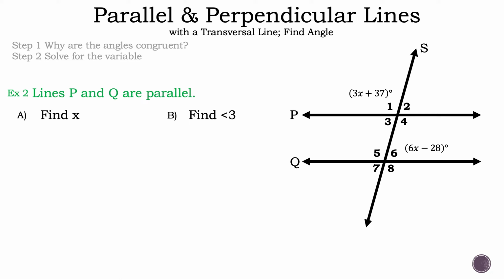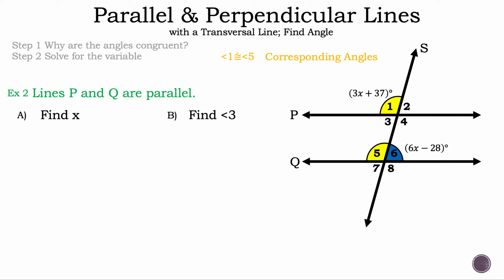Now we're going to color the angles that are congruent. We can do this because lines P and Q are parallel, and line S is the transversal line. Let's take a closer look at angle 1 and angle 6. We can say that angle 1 and angle 6 are not congruent because they do not follow any definitions that we know. But we can say that angle 1 and angle 5 are congruent because they are corresponding angles.